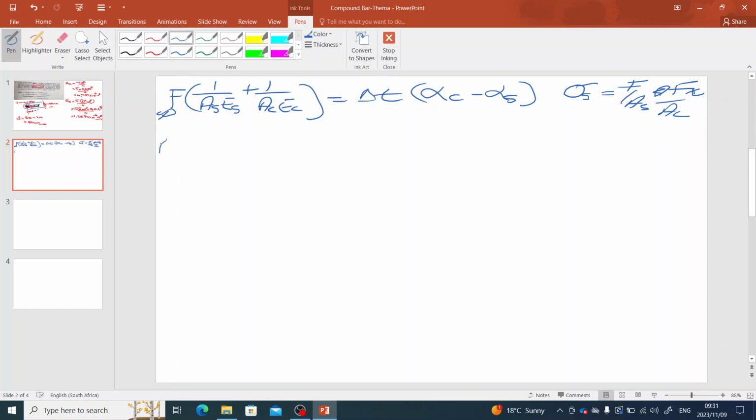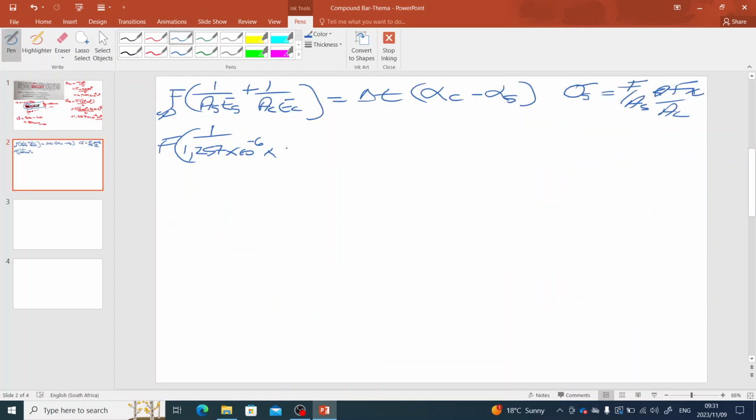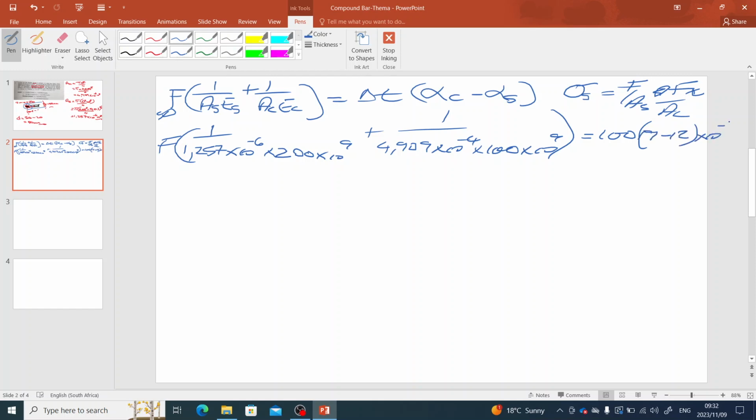Okay. Now in calculating the F, we have F times open bracket 1 over the area of steel, which is 1,257 times 10 to the power negative 6, multiplied by the Young modulus of steel, which is given as 200 times 10 to the power 9, plus 1 over the area of copper, which is 4,909 times 10 to the power negative 4, multiplied by 100 times 10 to the power 9, close bracket, equals the change in temperature, which is 100, open bracket, the coefficients, 19 minus 12, close bracket, times 10 to the power negative 6. Okay, that's what we will have there as our formula.